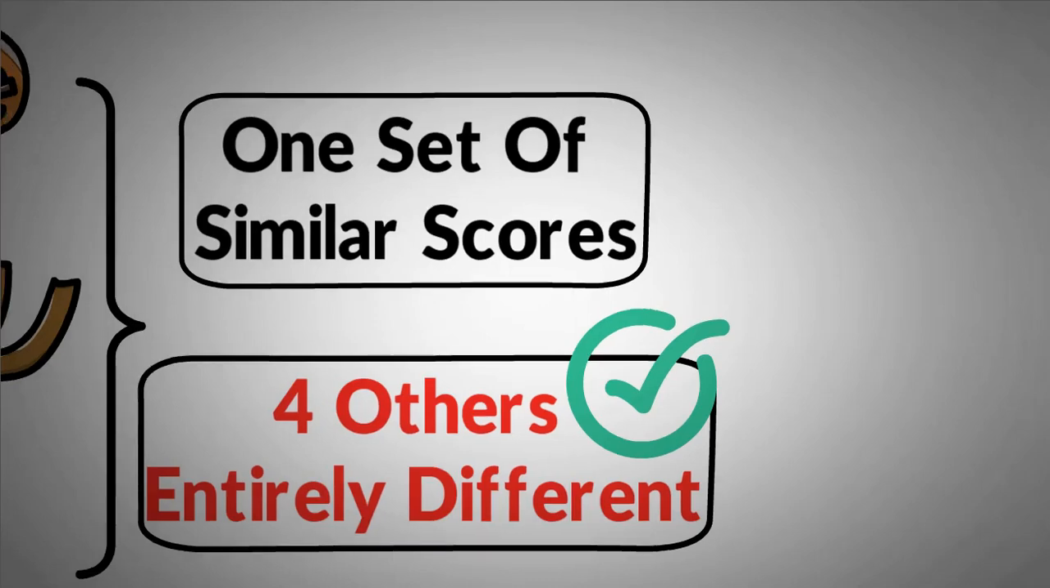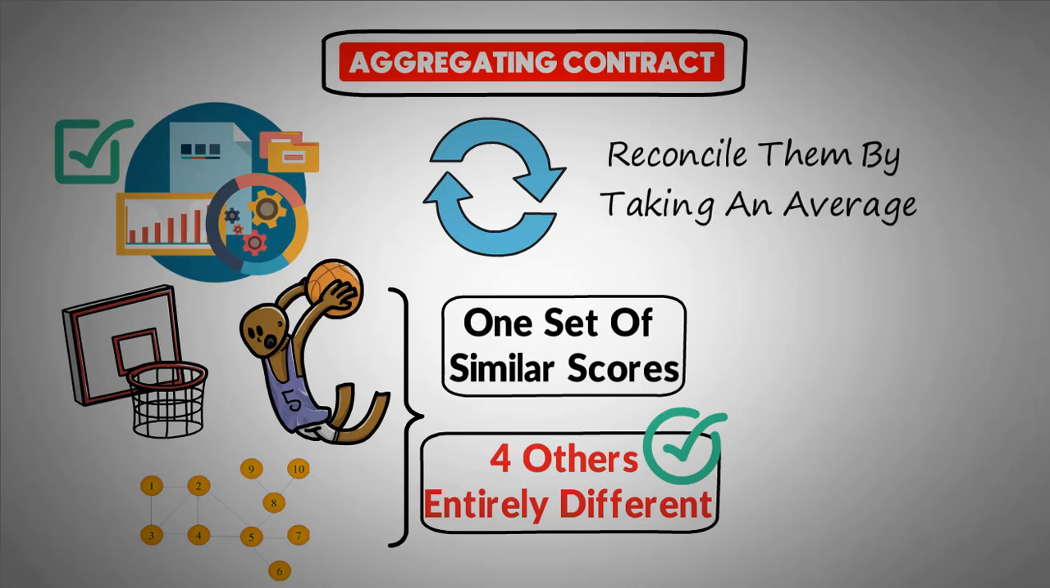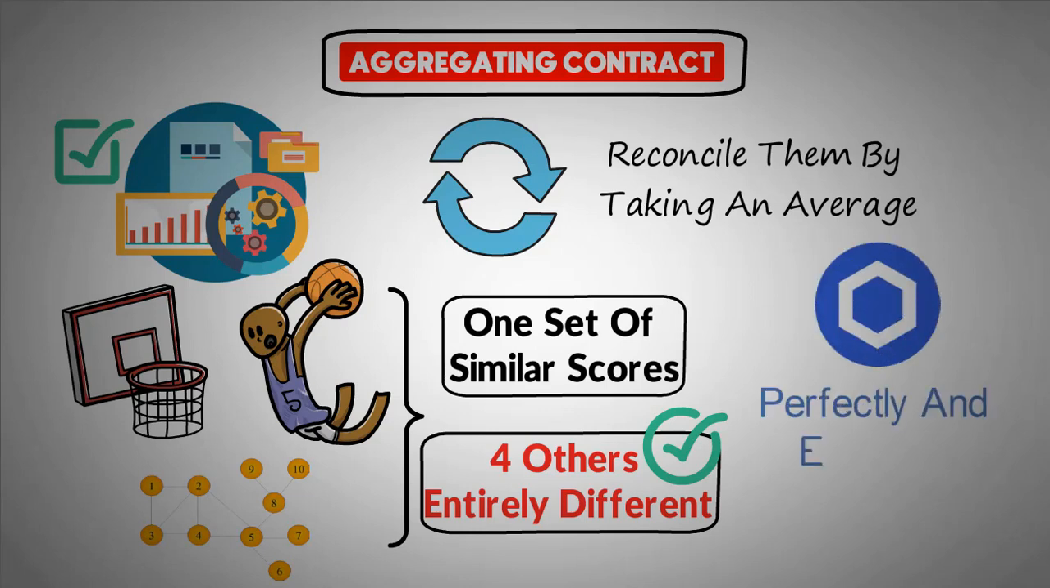This aggregate contract can repeat this validation process for several sources and then, later on, reconcile them by taking an average. With all these processes, Chainlink perfectly and efficiently provides faultless data for smart contract execution.